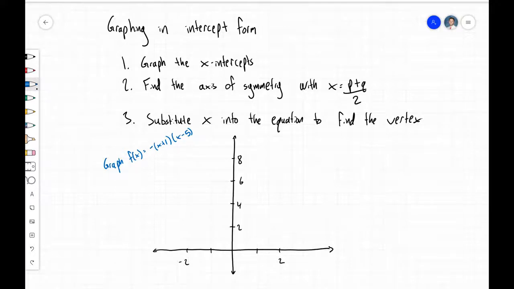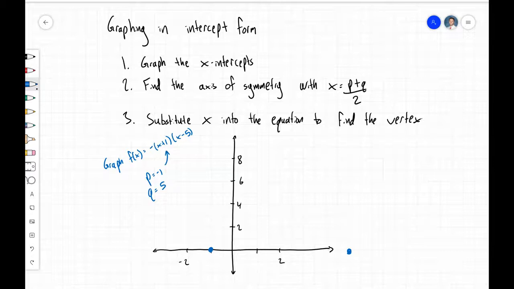So again, if it is written in the form (x minus p)(x minus q), right, then that means our p value here, since this is plus 1, then p is going to be negative 1, and q would be 5. So that means we're going to have x-intercepts at (negative 1, 0) and at (5, 0). Didn't quite give myself enough room there, but that would be 5. Okay, and then we want to substitute x into our equation after we can find that, right?